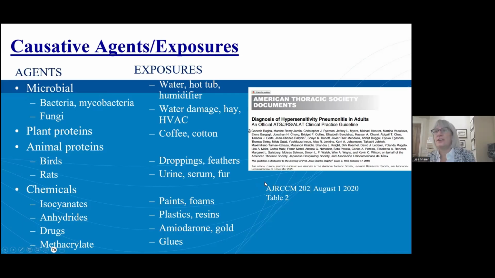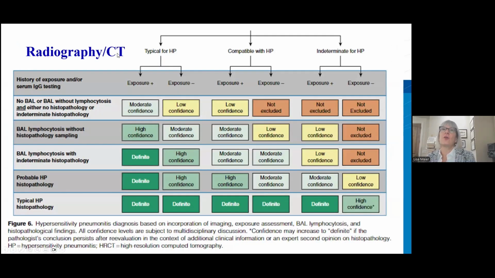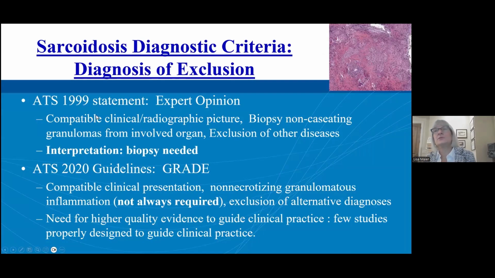ATS document, which actually does say you need to get an exposure history. They start off with their paradigm for how to make a diagnosis with a CT scan. Is it typical for hypersensitivity, potentially consistent, or not compatible? I really do think it's important to take an exposure history and work toward being able to make this diagnosis potentially without a biopsy, which I think is helpful. So I'm going to refer you to that document, and then switch to our sarcoidosis piece, because I want to spend some time on it, since this is where I'm spending more of my time, really trying to continue to understand this disease better.